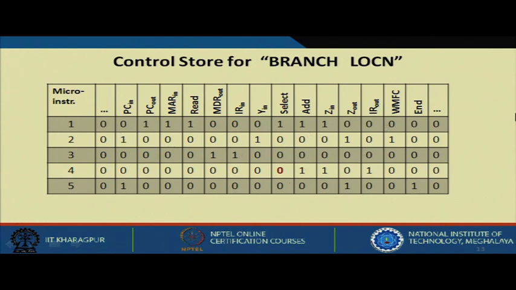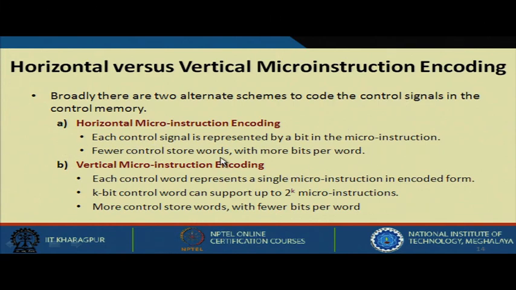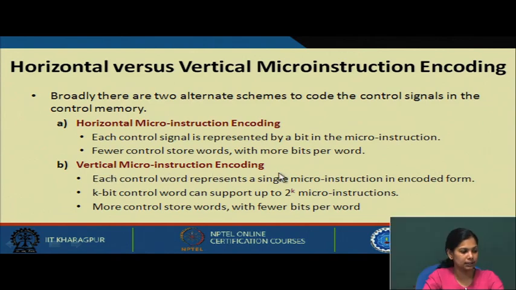Why? Because we have made it in such a fashion that in parallel this can happen. We are keeping this particular size for all the set of control signals we have. So, the size of this control word will depend on the total number of control signals present. Fewer control store words will be required, with more bits per word. Compared to this, in vertical micro instruction encoding, each control word represents a single micro instruction in encoded form. So, a k bit control word can support up to 2 to the power k micro instructions, with more control store words with fewer bits per word.